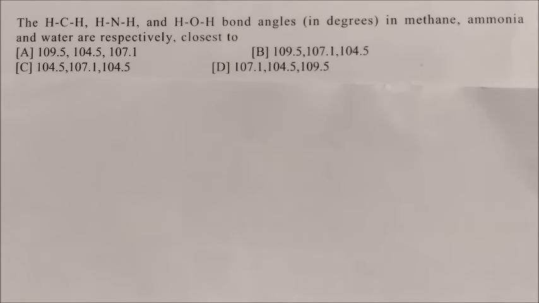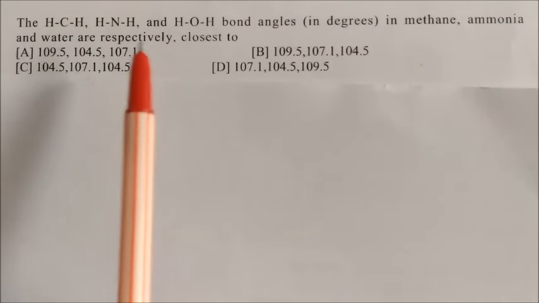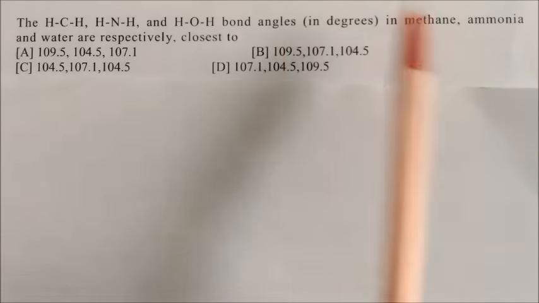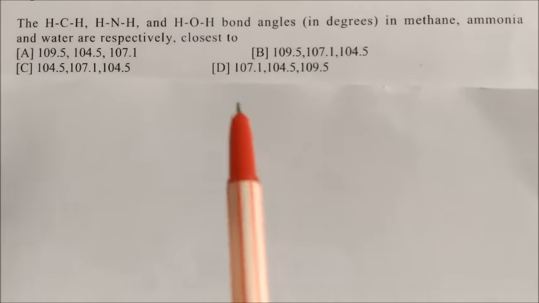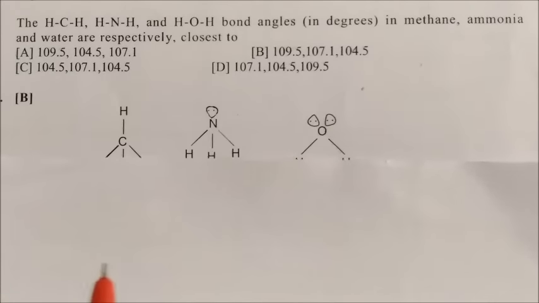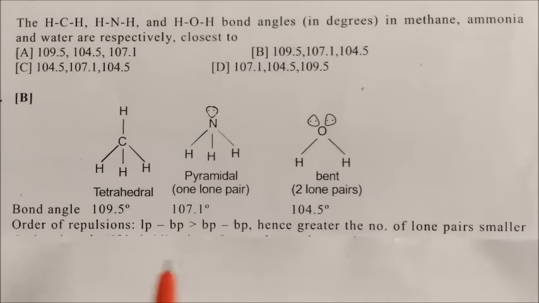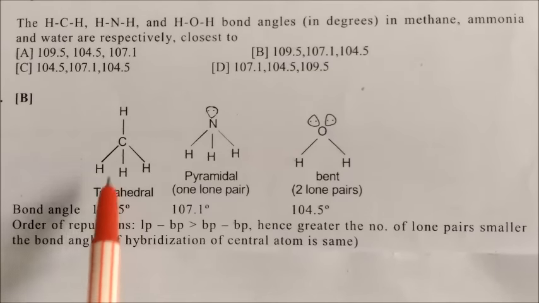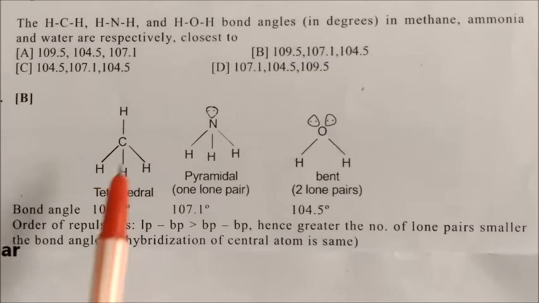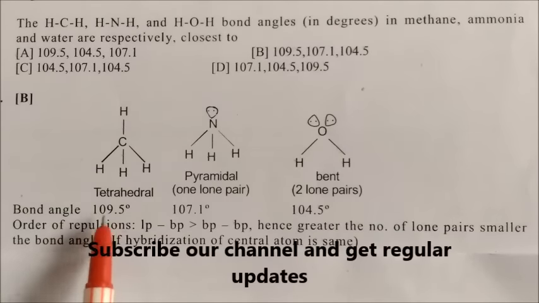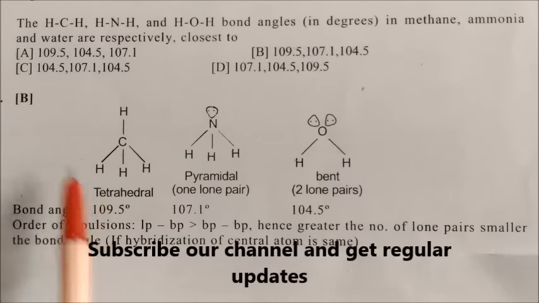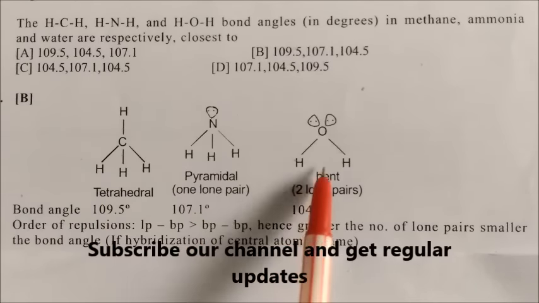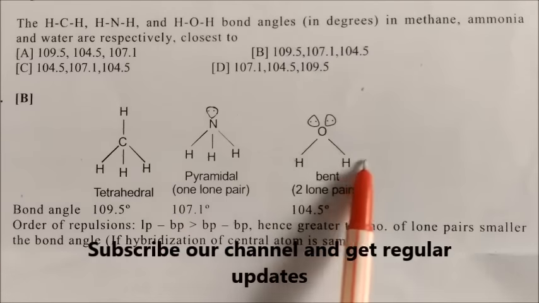These are the molecules HCH, HNH and HOH. The bond angles in methane, ammonia and water are respectively close to which values. To find the bond angles, we have to draw the structures. If you draw the structure of methane, it will be tetrahedral without any lone pair, so the bond angle will be 109. Ammonia has one lone pair, so it makes a lesser angle than methane, 107, while water has two lone pairs, so again the bond angle will decrease.